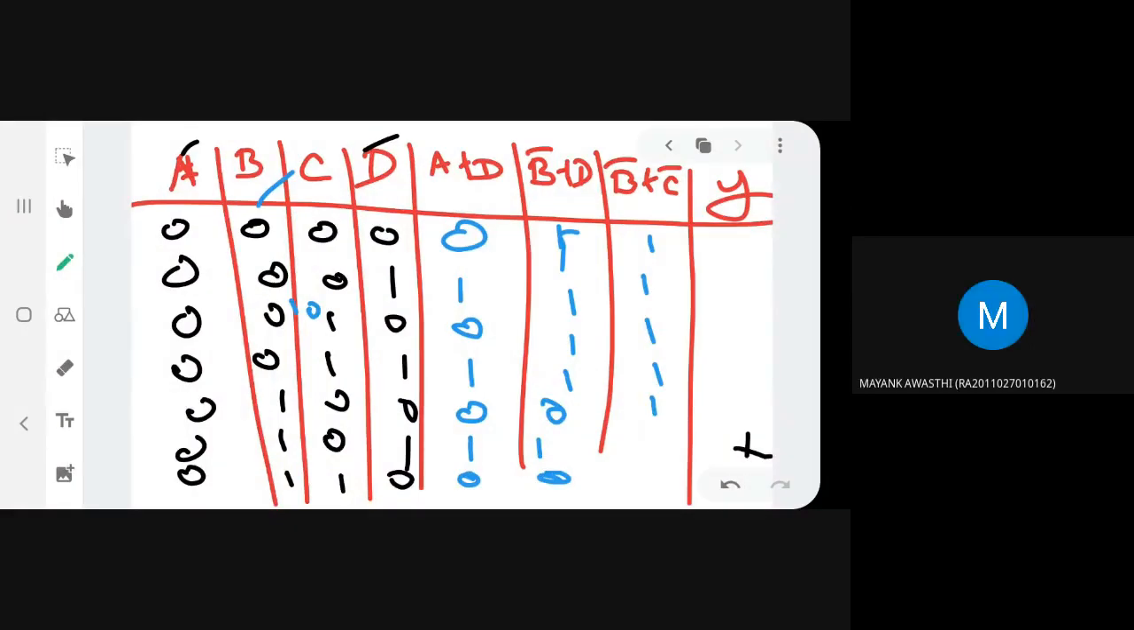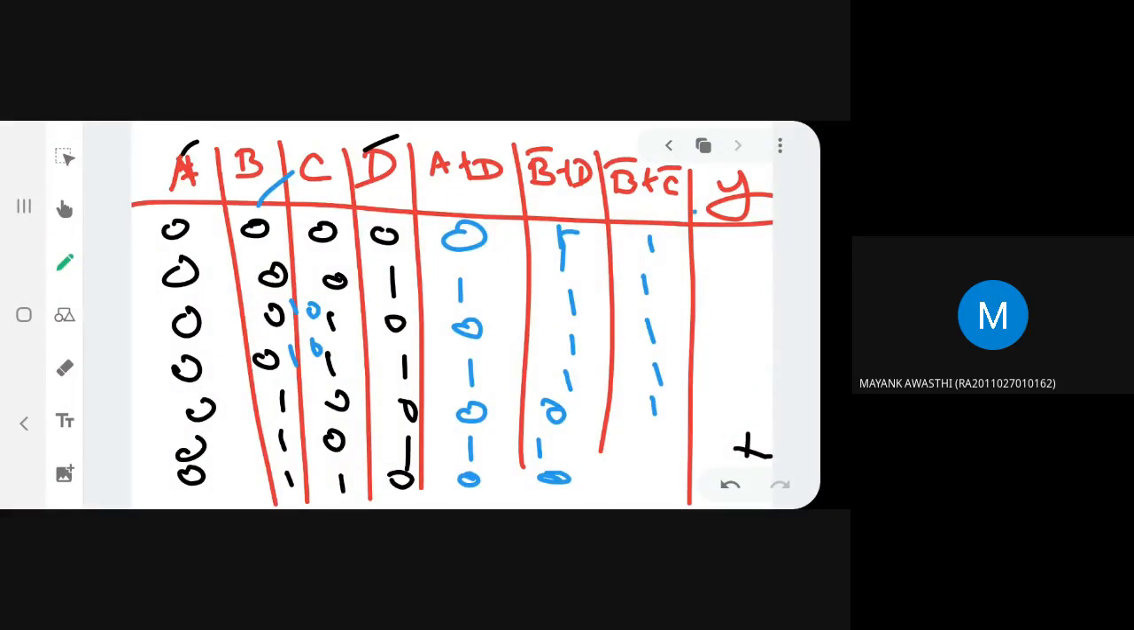Correct only, no? If I am doing a mistake, you tell me. Then this combination is also B complement plus C complement. So B complement plus C complement will be again, this will turn to 1 and this will turn to 0. So again 1. So we are done with this thing.